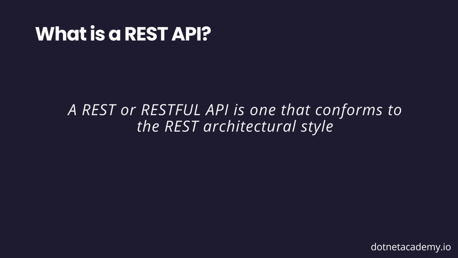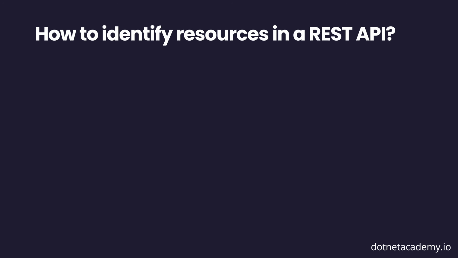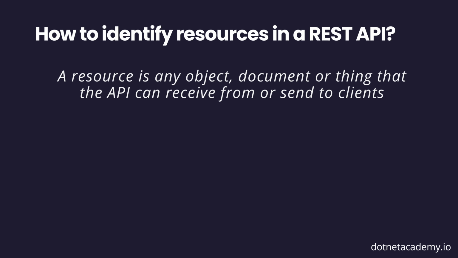Now, the main reason why we want to stand up a REST API is so that our clients can interact with the data that it manages. But how do they actually reach that data? Well, for this, it is good to first understand the concept of a resource in a REST API. In the REST API, a resource is any object, document, or thing that the API can receive from or send to clients. For instance, in our game store application, the main resource is going to be our games. That's what the clients want to query and modify.